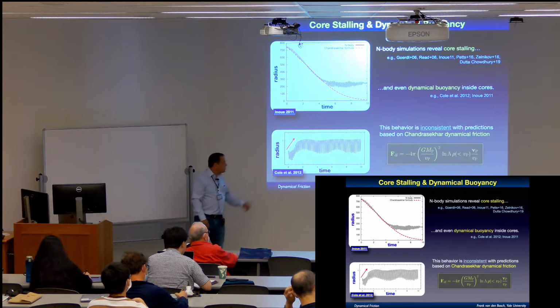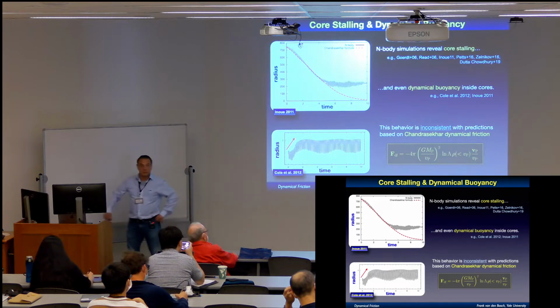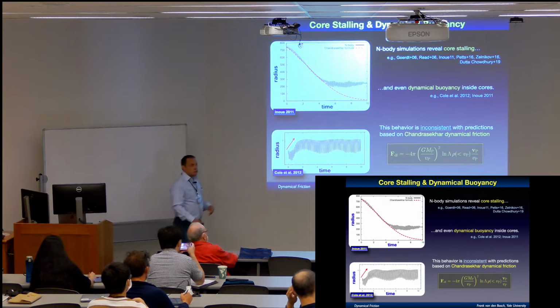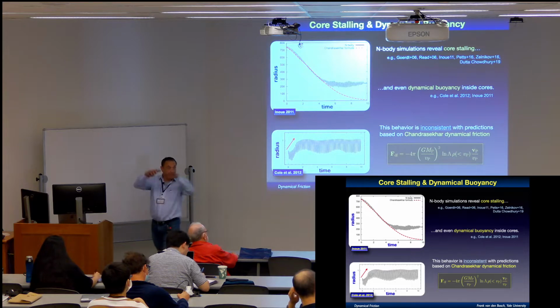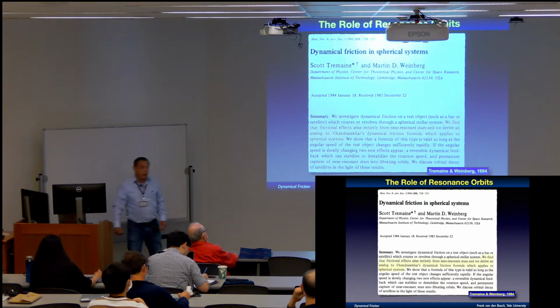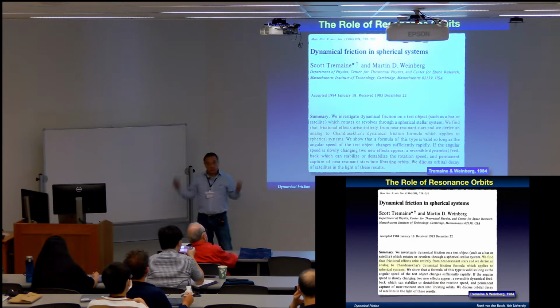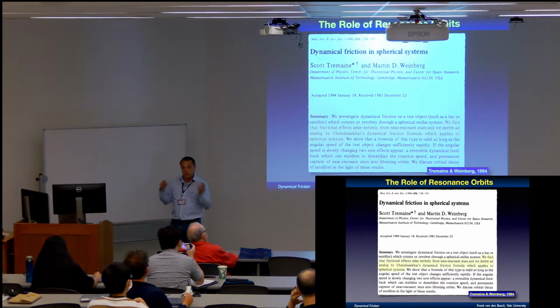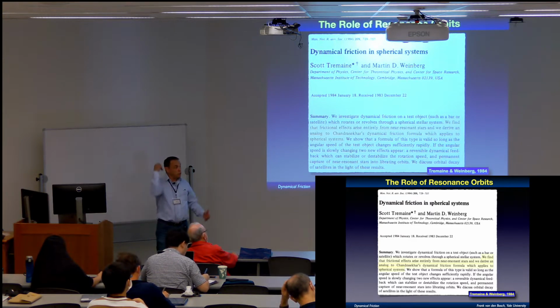Now, neither buoyancy nor core stalling can be explained by the simple Chandrasekhar prescription. That again shouldn't come as a surprise. Chandrasekhar's formula is derived from an infinite homogeneous sea of particles, which is a poor description of what a halo looks like. And it was Tremaine and Weinberg in their famous 1984 paper who derived a better description of dynamical friction, taking into account that you have a spherical halo through which you're moving.